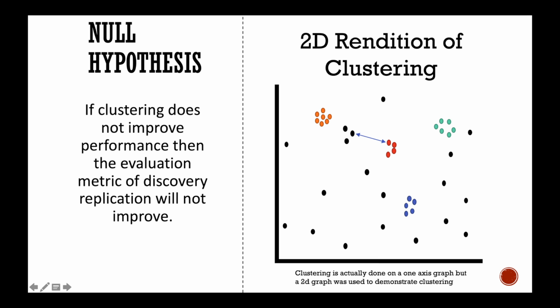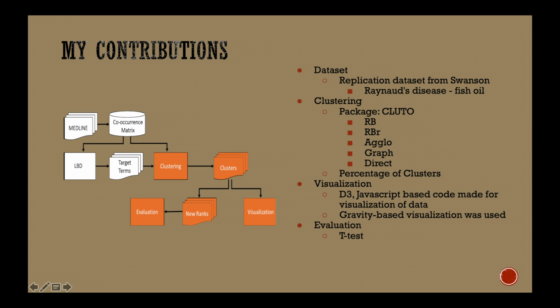To the right, you can see a 2D rendition of clustering. The points, which stand for individual terms, are grouped together based on how similar they are, each color meaning a different cluster. My contribution to LBD is highlighted in orange. The first part of the process in LBD would remain the same. The data would still be collected from Medline, which is considered your corpus, and then be put into a co-occurrence matrix, and then from there, the LBD would be performed, and then the target terms would be determined.